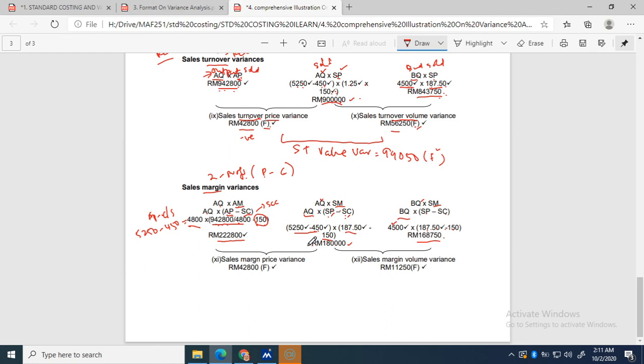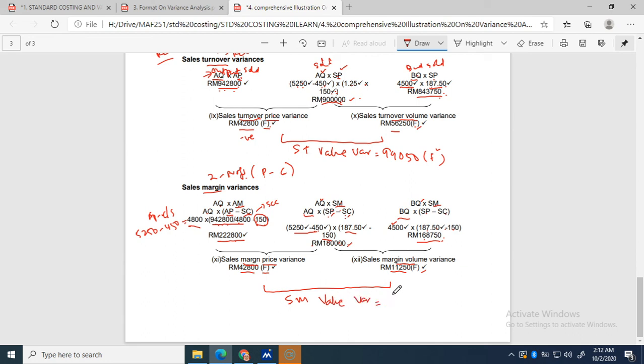Column 2 minus column 1 gives the sales margin price variance. So 180,000 minus 222,800, you get negative 42,800. Negative means favorable. To get the margin volume variance, 168,750 minus 180,000, you get negative 11,250. So negative means favorable.